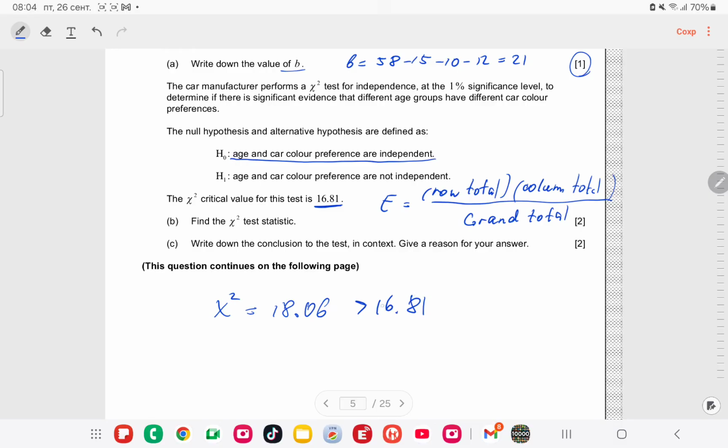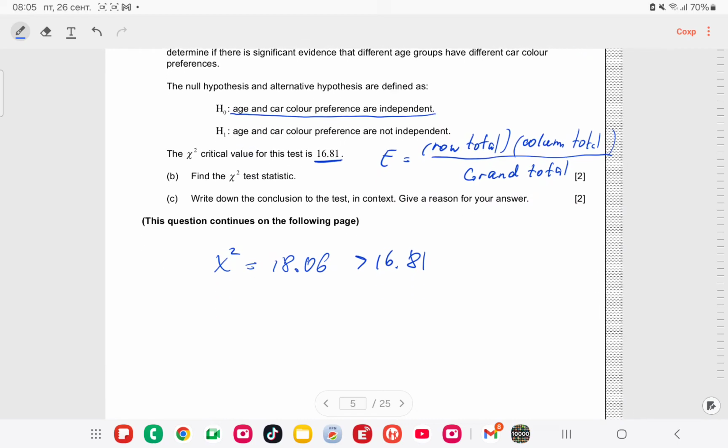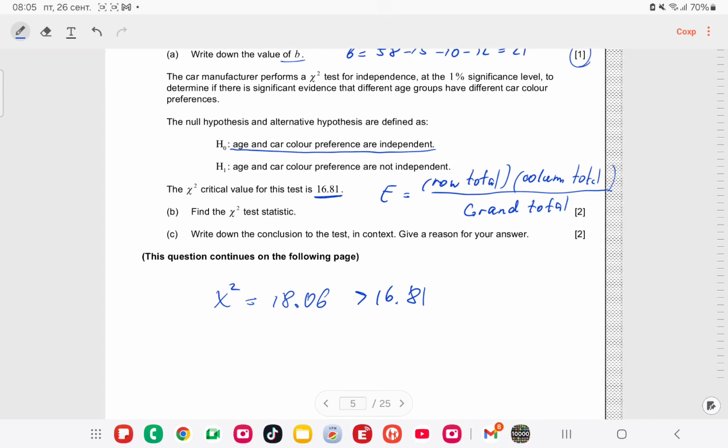So the conclusion is that we are rejecting the null hypothesis. That's why age and color preferences are not independent. Or we can say more precisely that there is sufficient evidence to suggest that age and car color preference are not independent. Okay, so that's how you will get the 2 marks. So this is 2 marks and 2 marks. I'm going to record a special video on how to use a calculator. It will be a separate video. And for now, let's go to the next question.